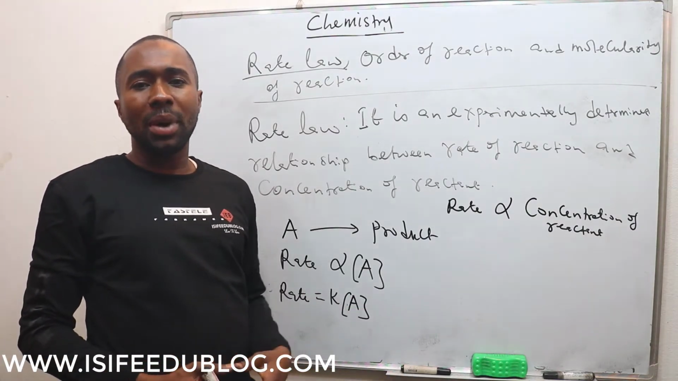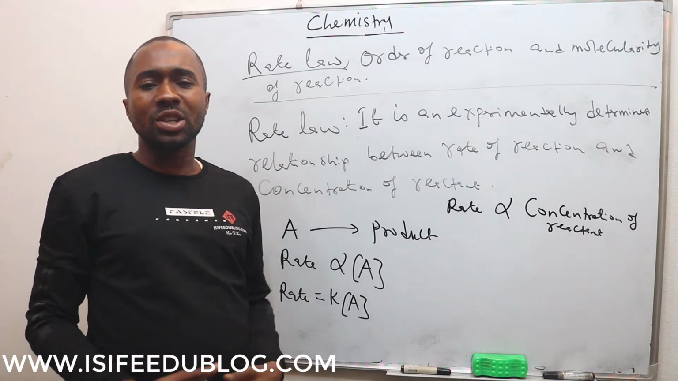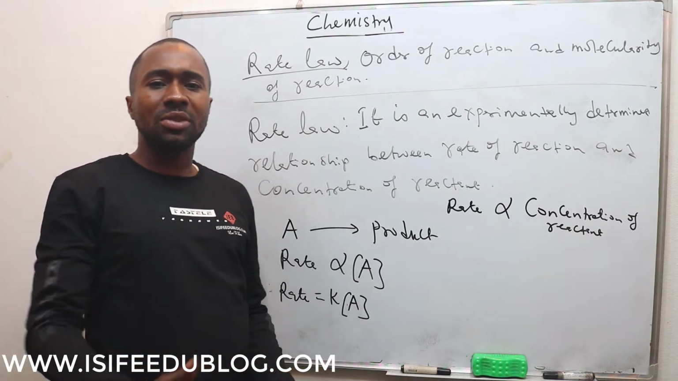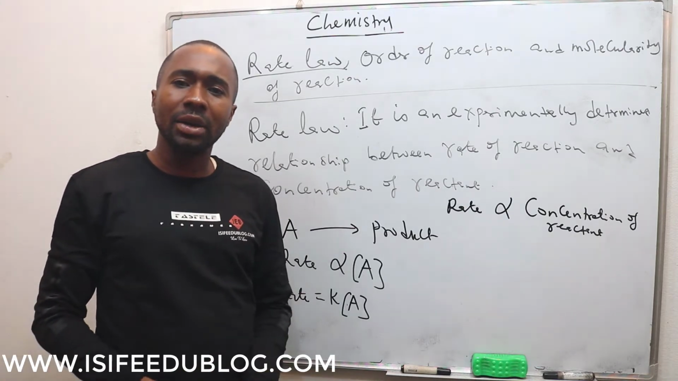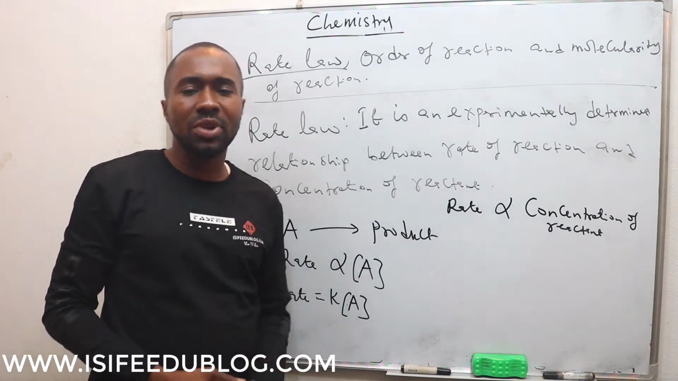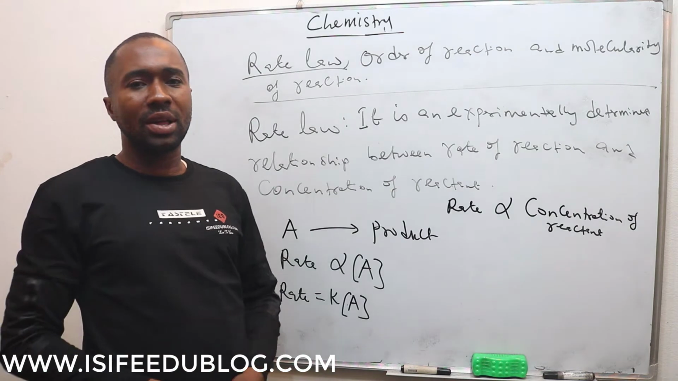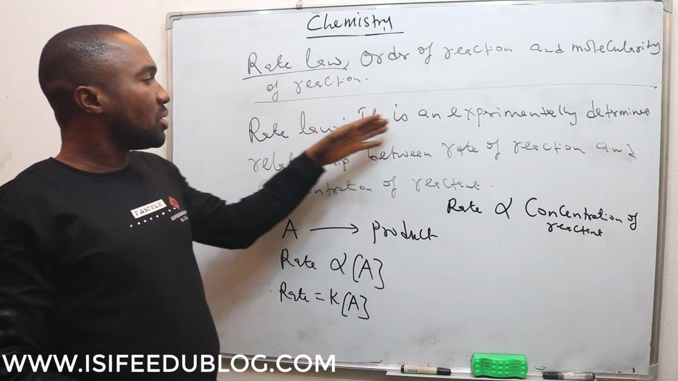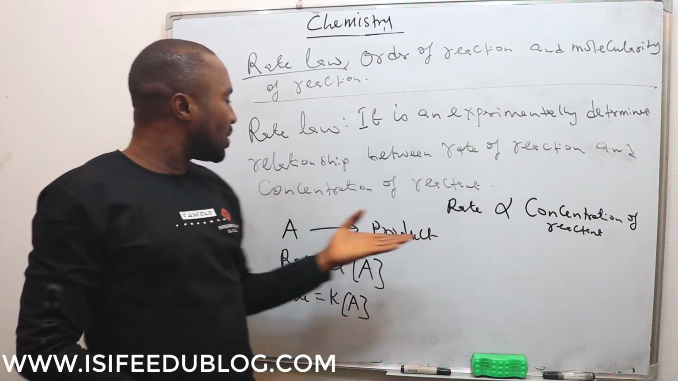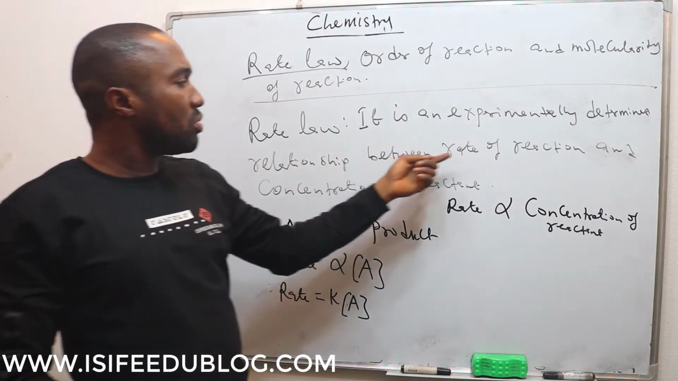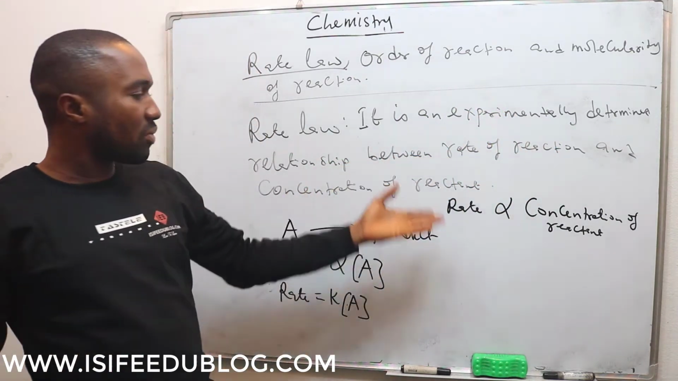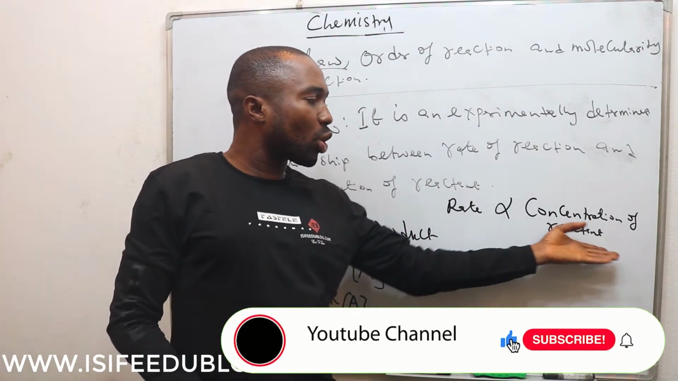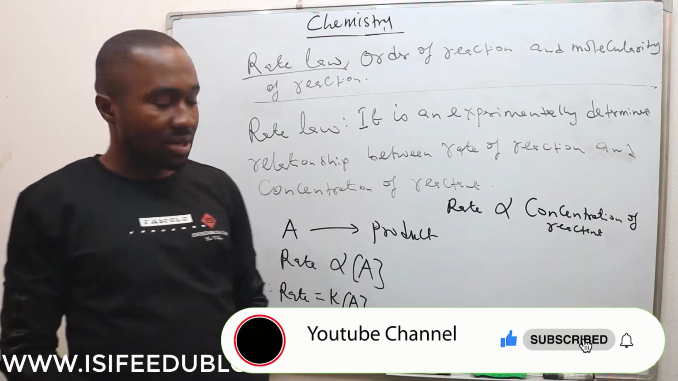So when we are talking about the rate law, we must carry out an experiment to be able to ensure that the answer we get can give us the actual order of the reaction, whether it's going to be first order, second order, fractional order. So in that case, the definition is here. It is an experimentally determined relationship between rate of reaction and concentration of reactant. Of course, we know that rate of reaction is directly proportional to concentration of reactant.